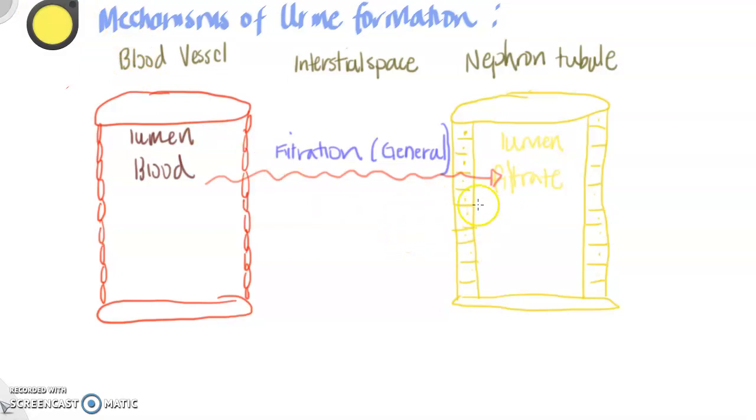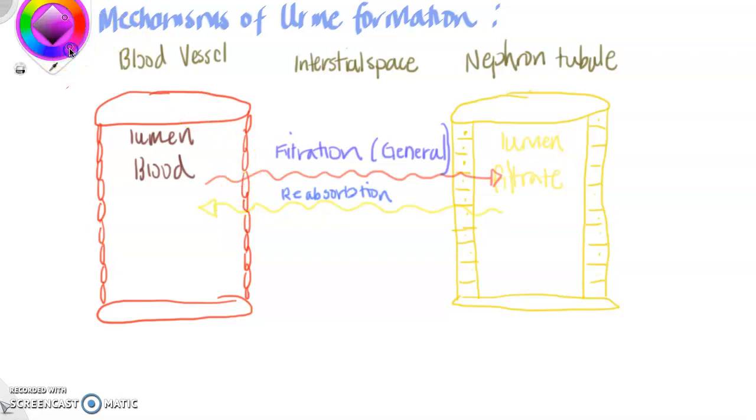If something goes from the nephron into the blood, that is reabsorption. And that's going to be more specific. Specific stuff's going to get reabsorbed back from the tubule. Not everything gets reabsorbed. Okay, so we kind of pick and choose what comes back into the blood.